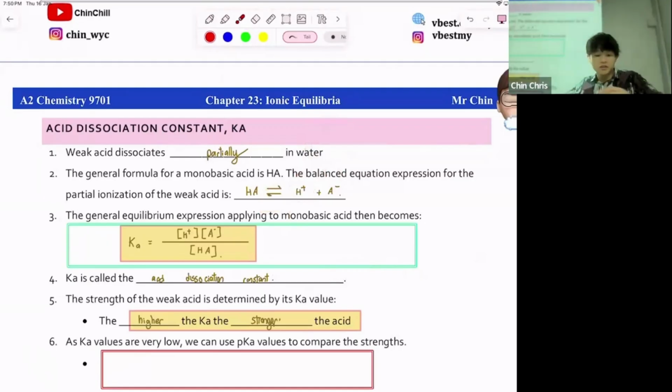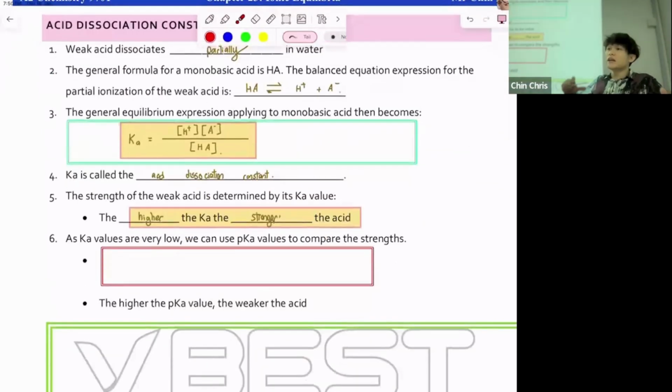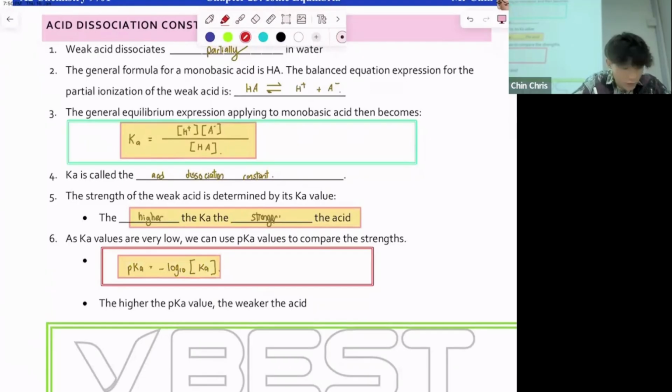So, guys, your Ka value is actually very, very low. Ka value is super low. So we can use pKa to represent it, to make it higher. pKa is the same thing as pH, just that we are taking the negative log base 10 of Ka instead of H+. This expression you also need to memorize.